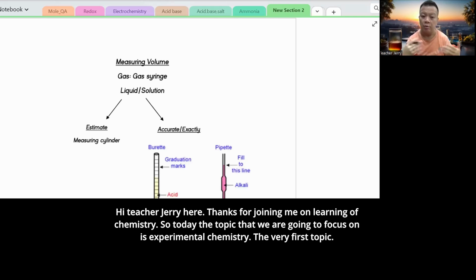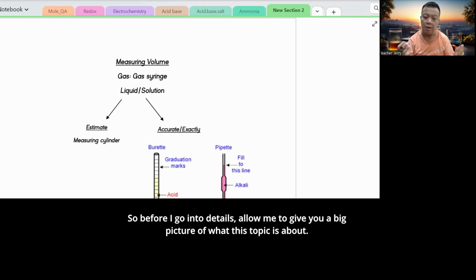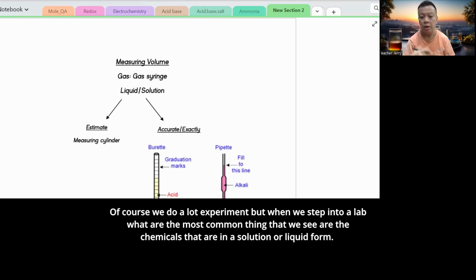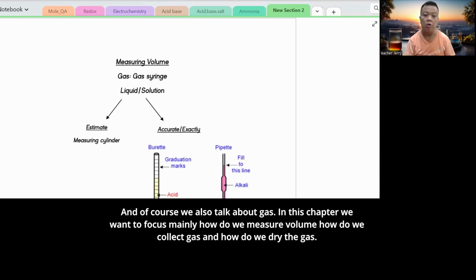So today the topic that we are going to focus on is experimental chemistry, the very first topic. Before I go into details, let me give you a big picture of what this topic is about. Of course, we do a lot of experiments, but when we step into a lab, the most common things we see are chemicals in solution or liquid form. And of course, we also talk about gas. So in this chapter, we want to focus mainly on how we measure volume, how we collect gas, and how we dry the gas.